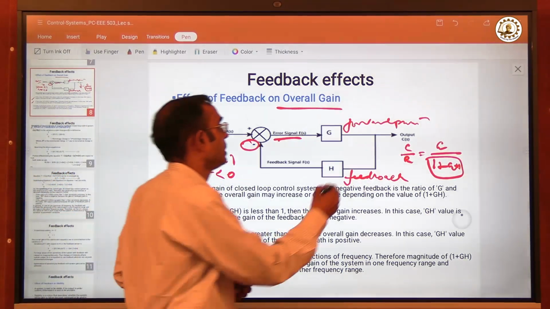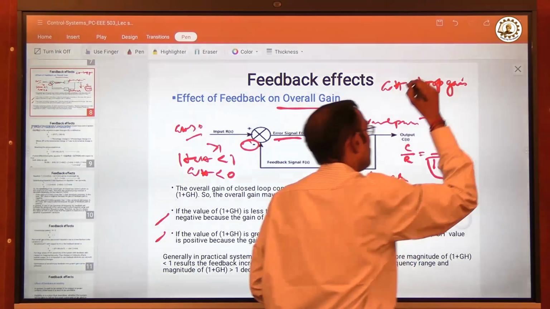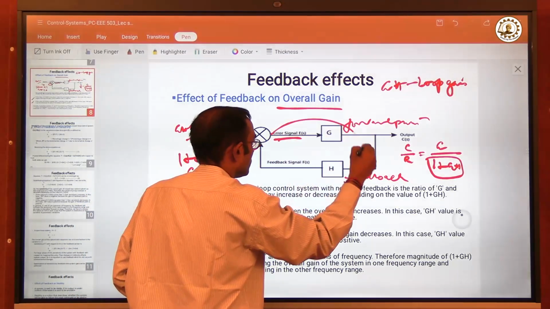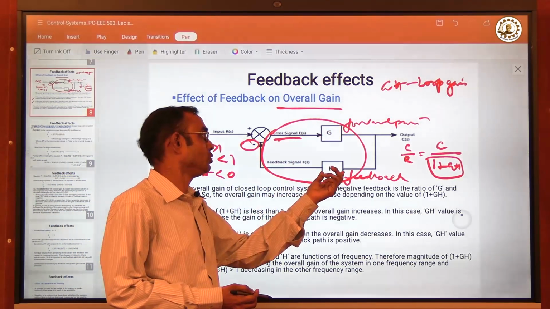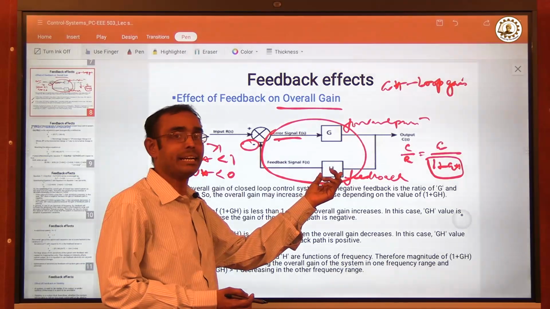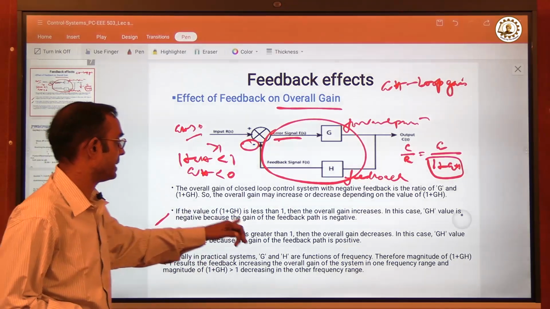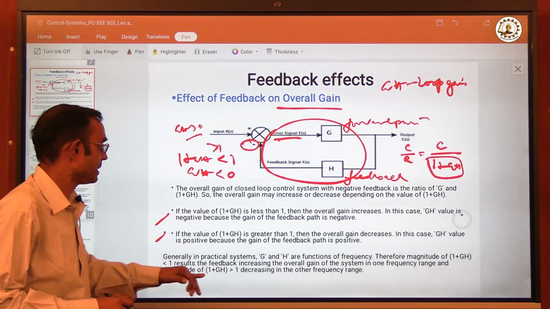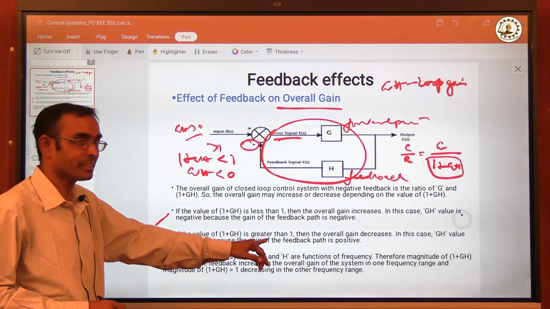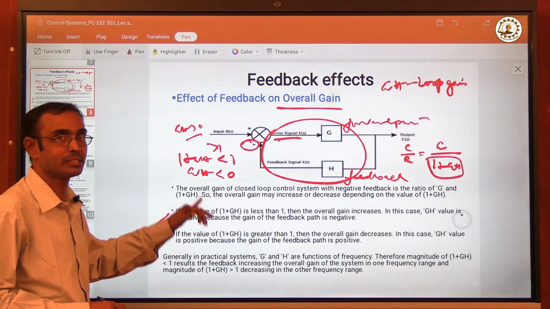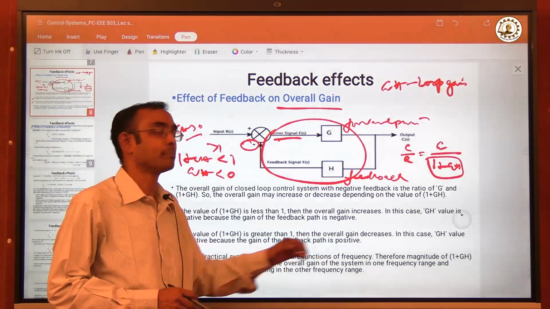So, using these two explanations, we can say that if GH is less than 0. What is GH? GH is called the loop gain. And where is the loop in this diagram? This is my loop. So the loop gain is G into H, that is the product of G and H. So if this loop gain is less than 0, that means the gain of the feedback path is negative, and if 1 plus GH is greater than 1, that means GH is greater than 0. In this case, the GH value is positive because the gain of the feedback path is positive.